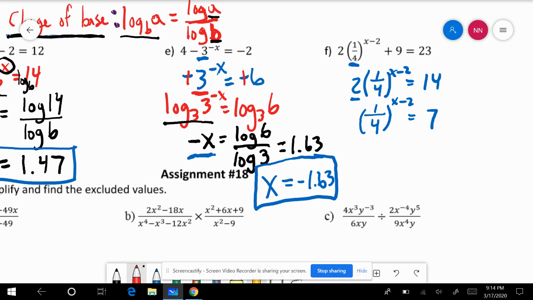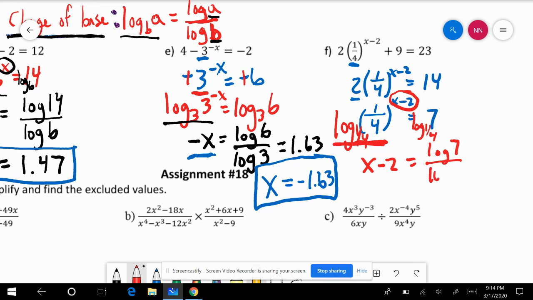Now what we need to do is get rid of the 1/4. So we're going to do the log base 1/4 on both sides of the equation. Once again, this right here becomes 1. So our exponent is now by itself. x minus 2 is equal to, by the change of base formula, log of 7 divided by log of 1/4. Log of 7 divided by log of 1/4 is negative 1.40. But we're not done.